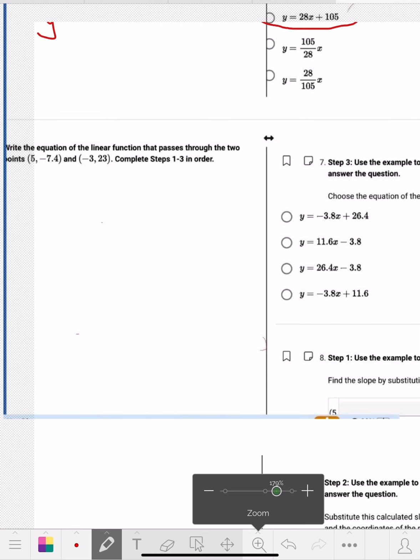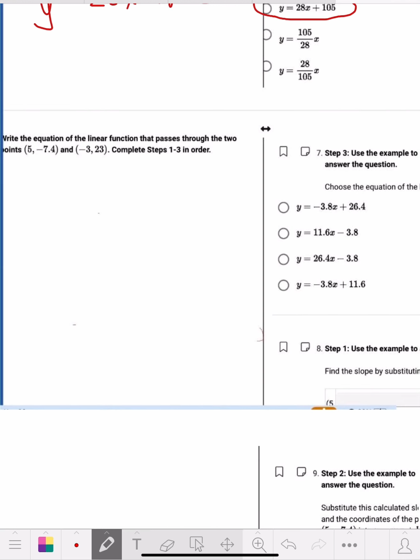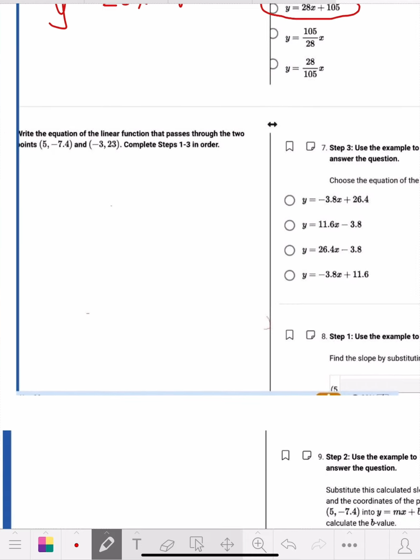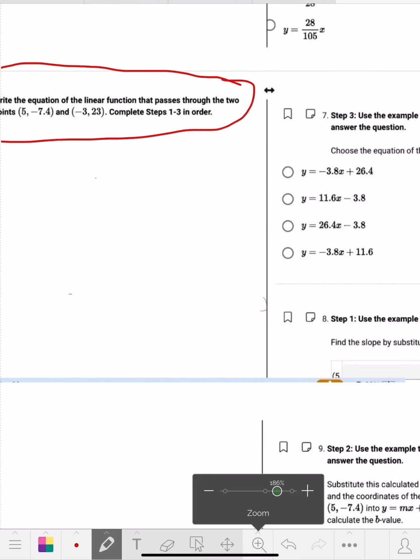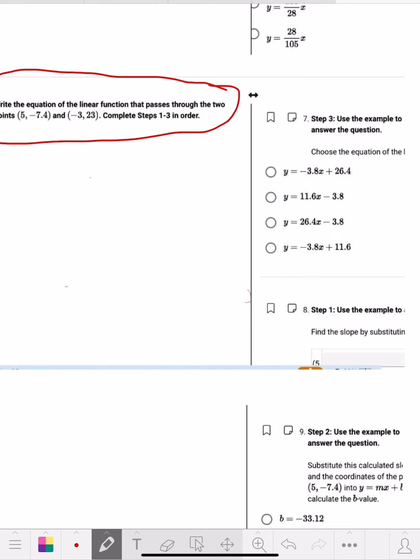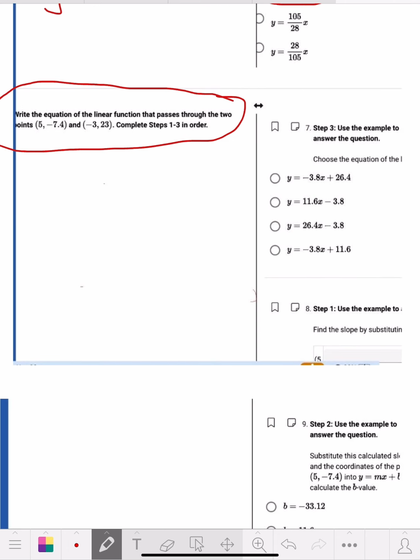Now, which one do we have to do now? Number seven. Okay, so let's see what we got here. Now, this is a little different, because what they did is they gave you different points right in here. They want you to use the example to answer the questions. Choose the equation of the... I'm not really sure what the rest goes. But what they want you to do is come up with the slope, and they want you to come up with the y-intercept. So we're going to do both. So here's how we're going to do this one.